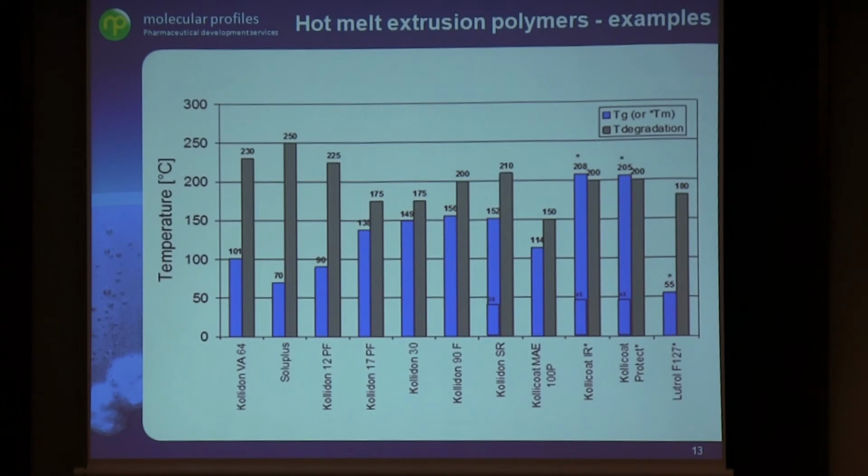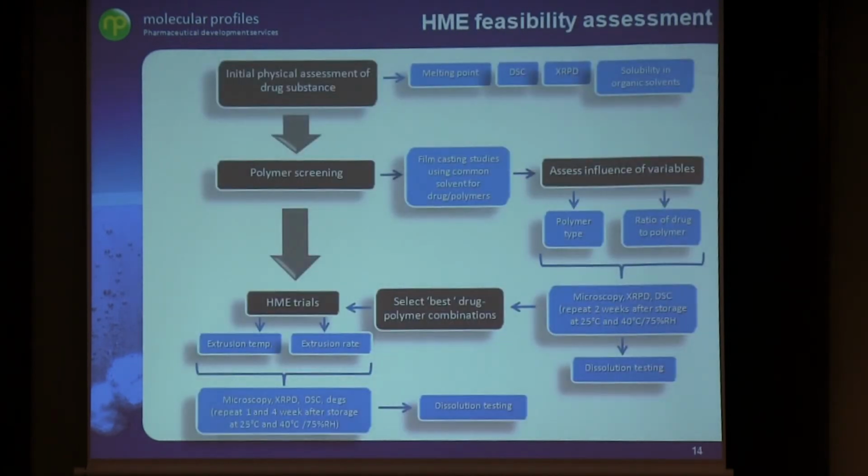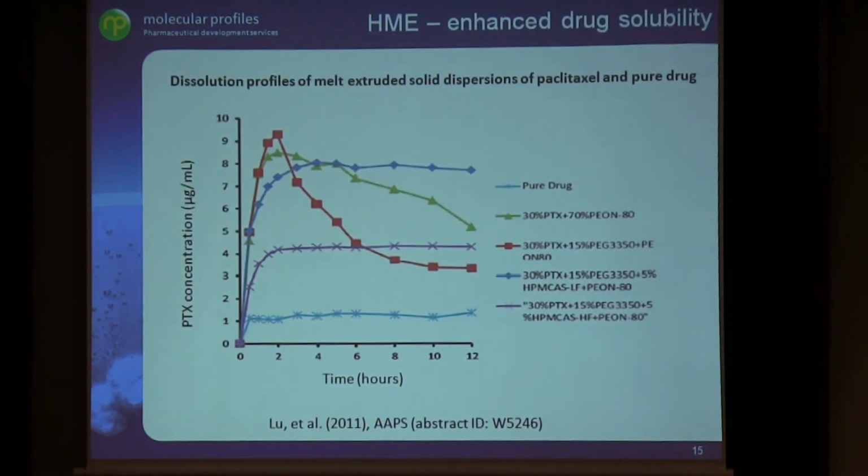This slide just gives you an overview of some of the polymers which are used in this technology. These are just for one company. There are other companies' polymers that can be used as well. Again, similar to the nanomilling exercise, we follow a screening exercise to decide which polymer is suitable for the compound we're working with, and also to establish the optimal conditions for processing. This slide just gives you an illustration of the solubility capabilities of polymer matrices compared to the neat drug.